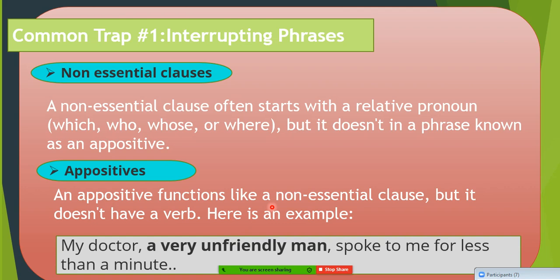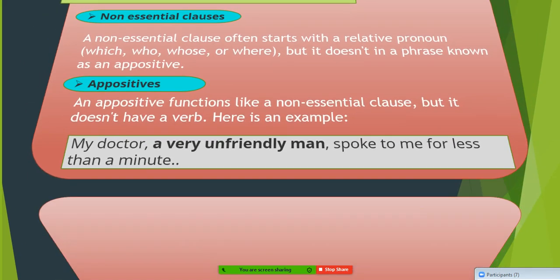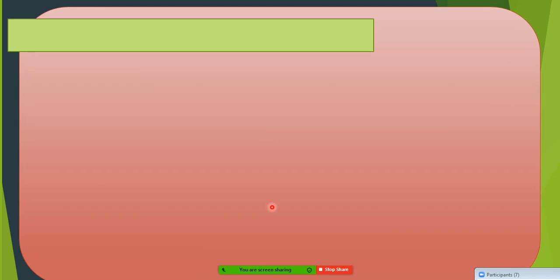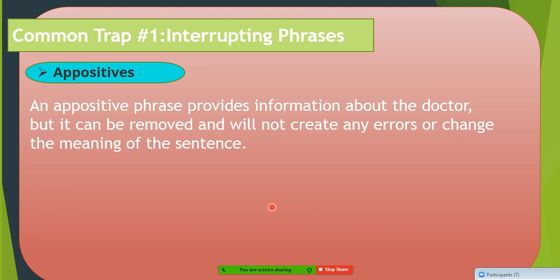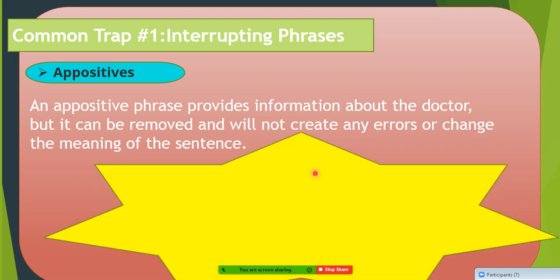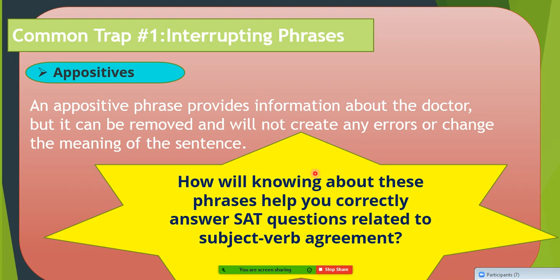Okay. Back again to what we are speaking about. We said that the non-essential clause, like the relative one that starts with which, who, whose, or where, if we eliminate it, will not change the meaning or the grammar of the sentence. The appositive, if you remember, is a non-essential phrase, but it doesn't have a verb. Like this example, if you remember: My doctor, a very unfriendly man, spoke to me for less than a minute.